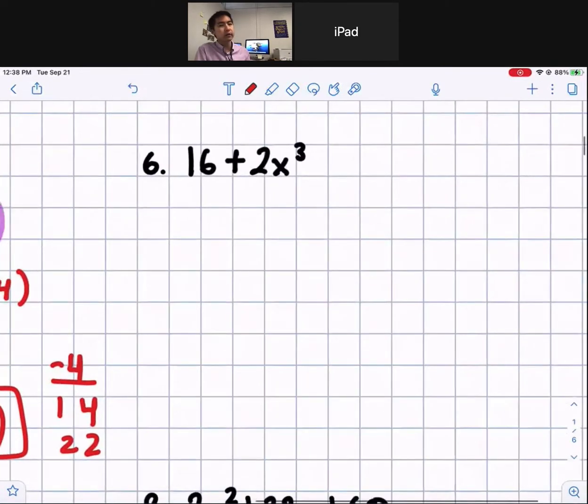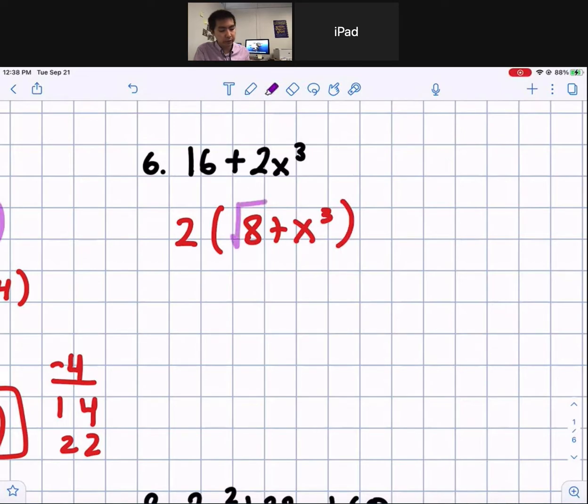Number 6. Can you factor out something from each term? Yes, you can factor out a 2. Now, there are two terms, and both of these are perfect cubes, meaning there is a quantity times itself 3 times that gives these. 2 times 2 times 2 is 8, so a is going to equal 2. x times x times x is x to the third, so your b value is going to be x.